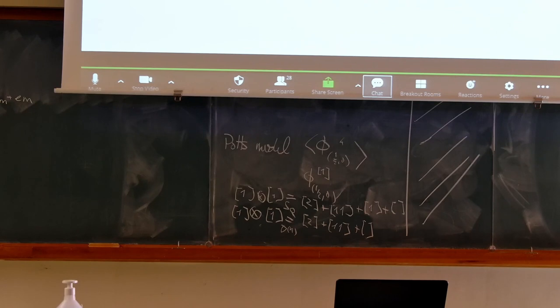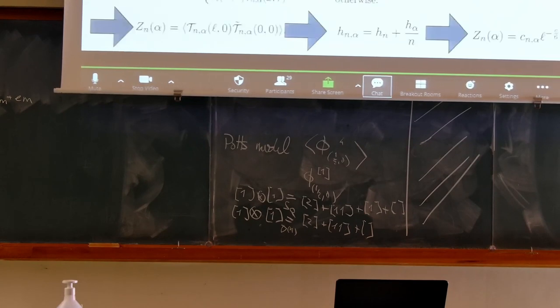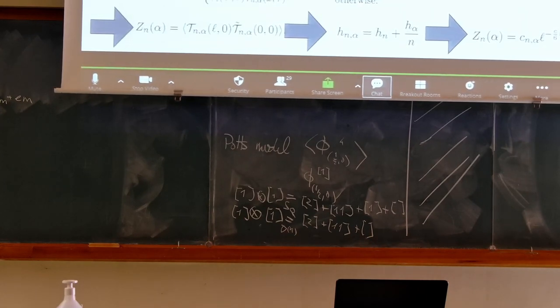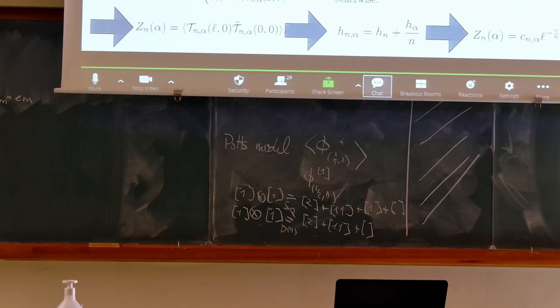Okay, so this is the main trick: studying the generating function of this object and then trying to find the analytic continuation, which is possible. For a single interval of the CFT, this is very easy, because even this Z_n of alpha is nothing but the partition function in the presence of this charge flux. So it's the partition function on the unsheeted Riemann surface in the presence of this charge flux.